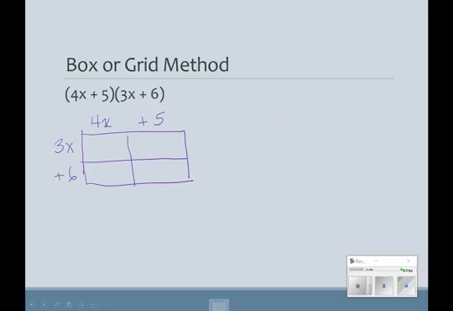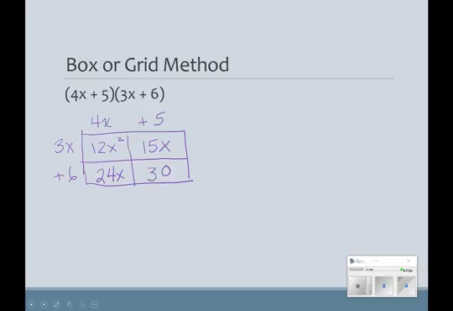So 4x times 3x is going to give us 12x squared, because remember, we're adding the exponents. 5 times 3x is going to give me 15x. Okay, in the bottom box, 6 times 4x is 24x. Okay, so notice the 4x comes down, the 6 goes across, and I'm putting it right where they intersect. And then 5 comes down, 6 goes across, and that's 30.